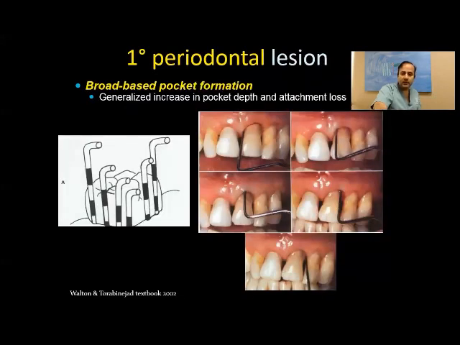So the pocketing here would become more similar to a generalized increase in the pocket depth, with attachment loss, making that crater form of the pocket loss, as compared to the endodontic lesion, where we mostly have the isolated deep pocket in only one section of the tooth.